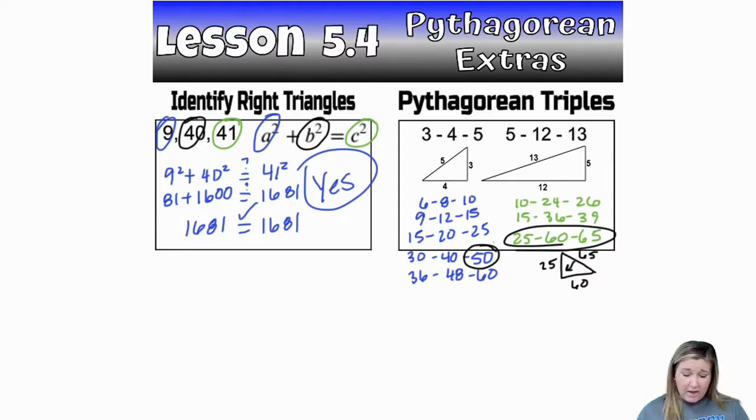What I like to look for again is the hypotenuse being a multiple of 5. Then I try to make it 3, 4, 5. Again, they all have to be the same multiple. So I can't have 3 multiplied by 2 and 4 multiplied by 2 and then 5 multiplied by 10. That's not going to make a right triangle. So that's kind of what you're looking at there.